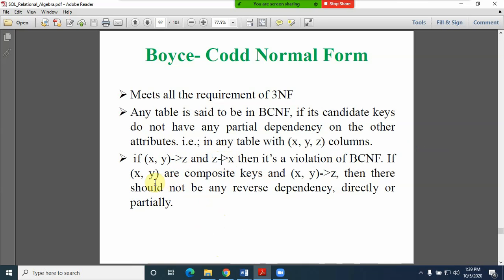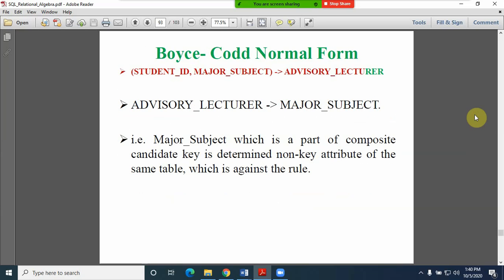So if X and Y are composite keys and XY implies Z, based on the combination of XY we are generating Z, then there should not be a reverse dependency, directly or partially. There should not be a reverse dependency, like Z generating XY, or Z generating X, or Z generating Y, which should not be there according to the Boyce-Codd normal form. Let us have a look.